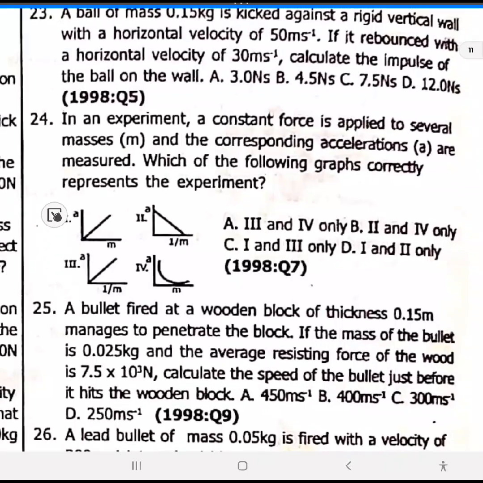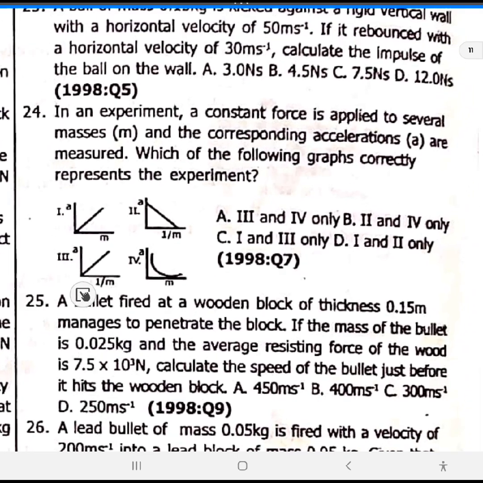24. In an experiment, a constant force is applied to several masses and the corresponding accelerations are measured. Which of the following graphs correctly represents the experiment? Since we are talking about force and mass times acceleration, 24 would be option A. This graph and this graph, III and IV, they represent force. These two graphs are the graphs of force. Look at them very well.